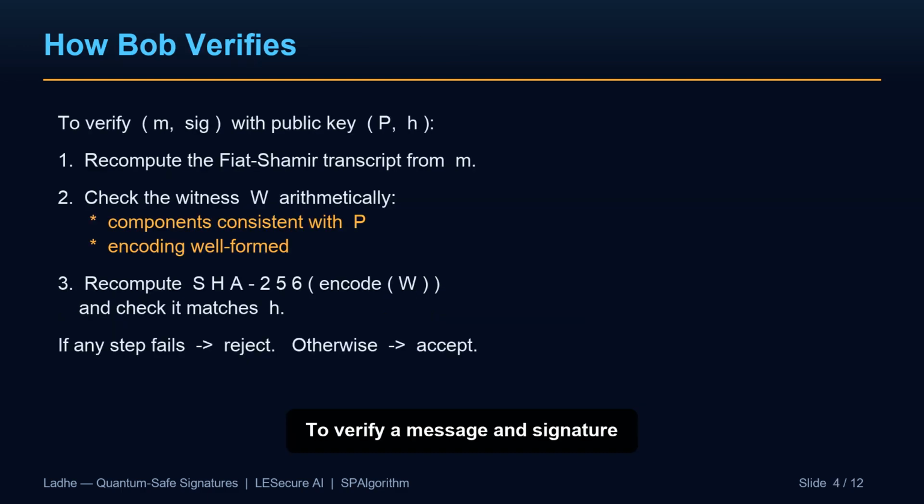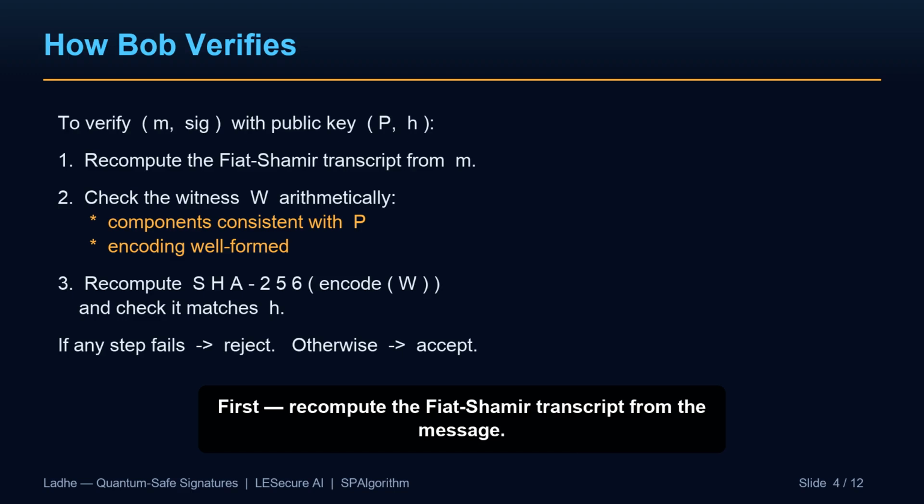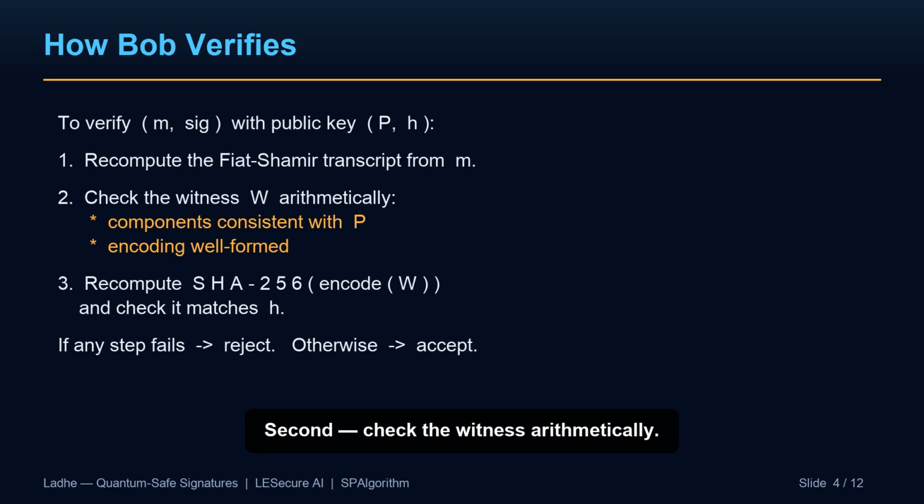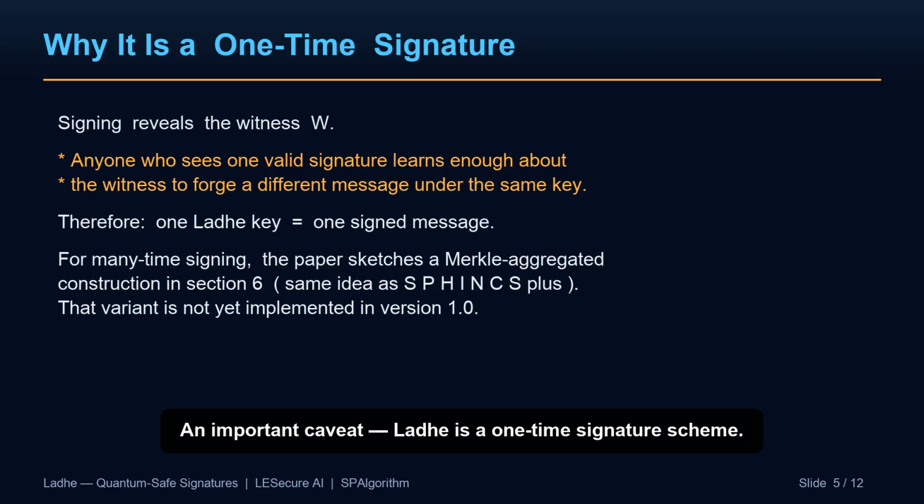To verify a message and signature against the public key, Bob does three things. First, recompute the Fiat-Shamir transcript from the message. Second, check the witness arithmetically. Components must be consistent with P, and the encoding must be well formed. Third, recompute the SHA-256 hash of the encoded witness, and check that it matches the public commitment H. If any step fails, reject. Otherwise, accept.